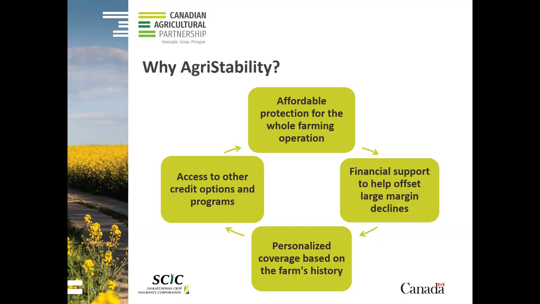AgriStability also provides financial support to help offset large margin declines. So when your farm is in a disaster situation, AgriStability may provide a benefit to you. It provides personal coverage based on your own farm's history. So every one of your operations is unique and looked at individually. It also provides access to other credit options and programs. AgriStability can be used as security for the cash advance program, and banks will often request your calculation of benefits for loans or for lines of credit.